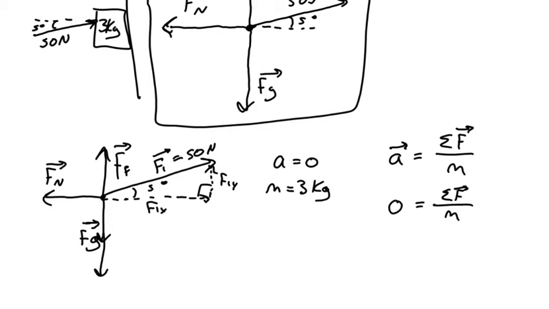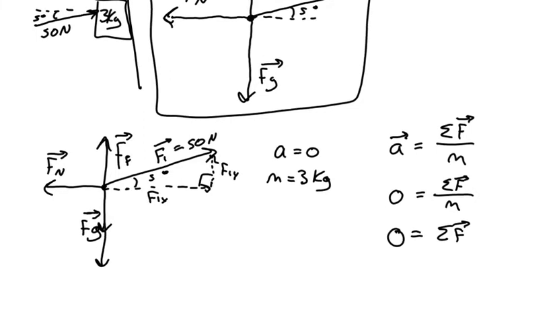Well, the mass can't be 0 here. I'll just multiply the mass onto both sides. The only way for net force over m to be equal to 0 is if the net force is equal to 0. So 0 equals our net force.